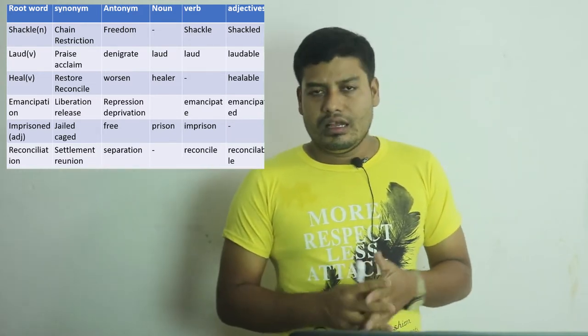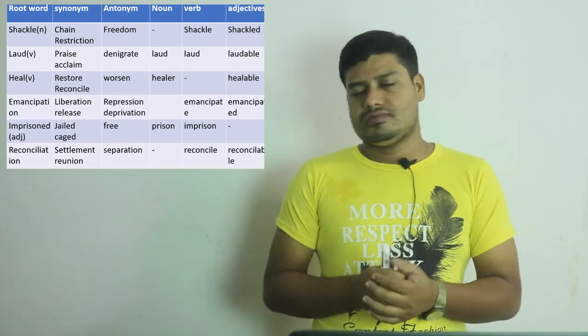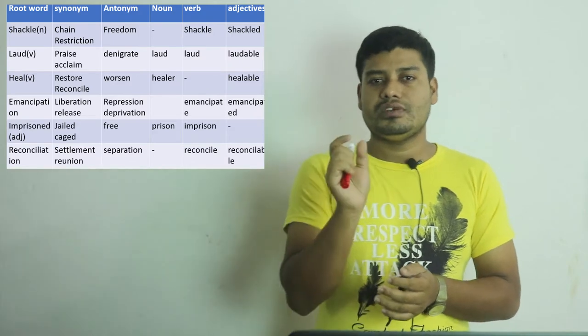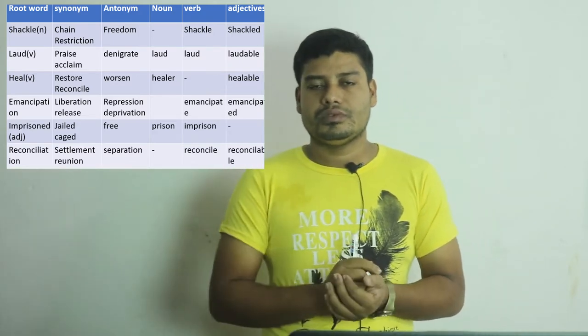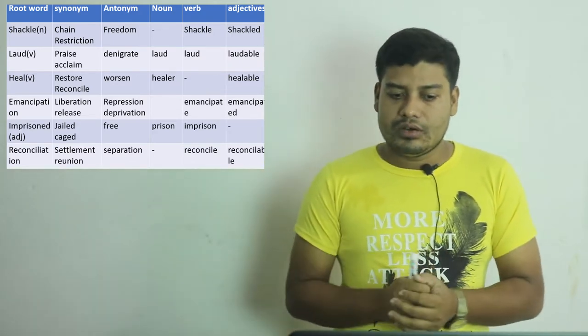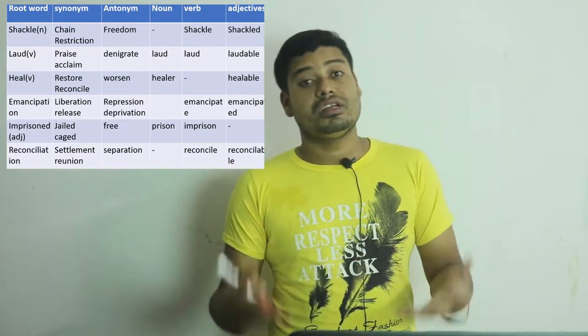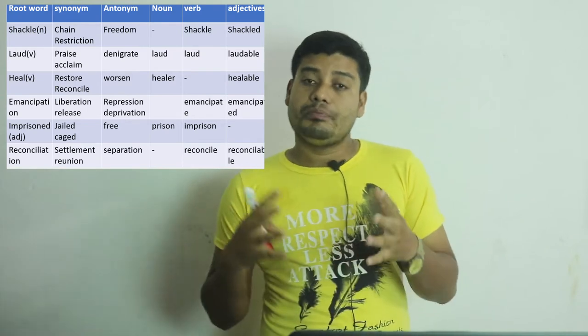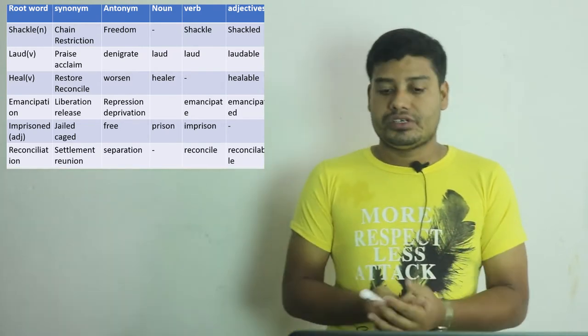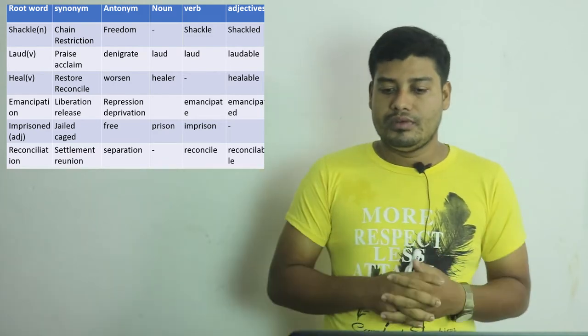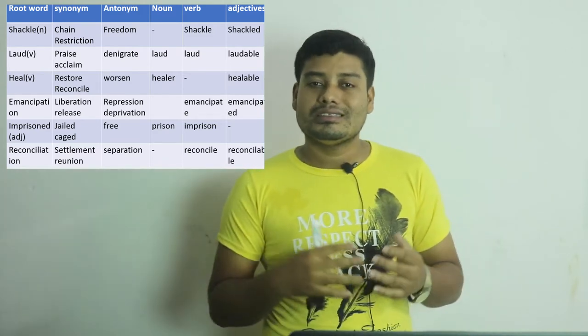Okay, and the next word is emancipation. This is very important word, emancipation. Suffix is tion, so if there is tion, that word must be a noun. So it's a noun. What will be the synonym of the emancipation? That is liberation, that is release. Antonym will be repression or deprivation. Okay, and the verb form is emancipate. This is the verb, and adjective form is emancipated.